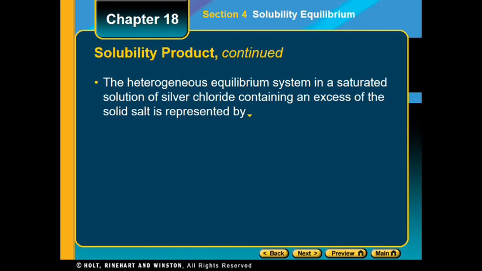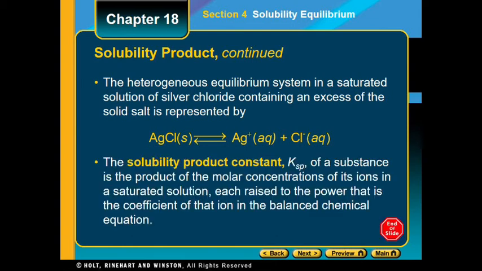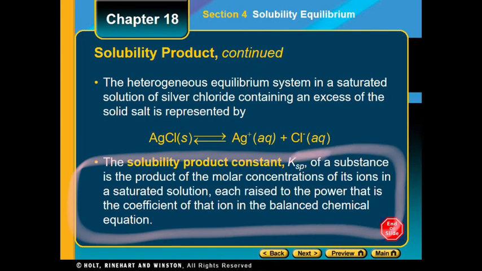The heterogeneous equilibrium system in a saturated solution of silver chloride that contains an excess of the solid salt is represented here. There's the reversible reaction that you see. And the solubility product constant of a substance is, and we'll give you an equation that goes with this that you can use, the product, that means you multiply, the molar concentrations of its ions in a saturated solution. Each of these is raised to the power of the coefficient of that ion in the balanced chemical equation. And again, I said we will go through several examples before this is over.